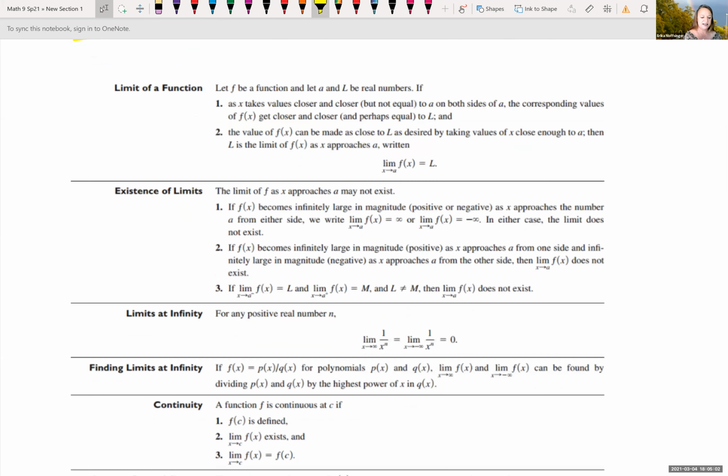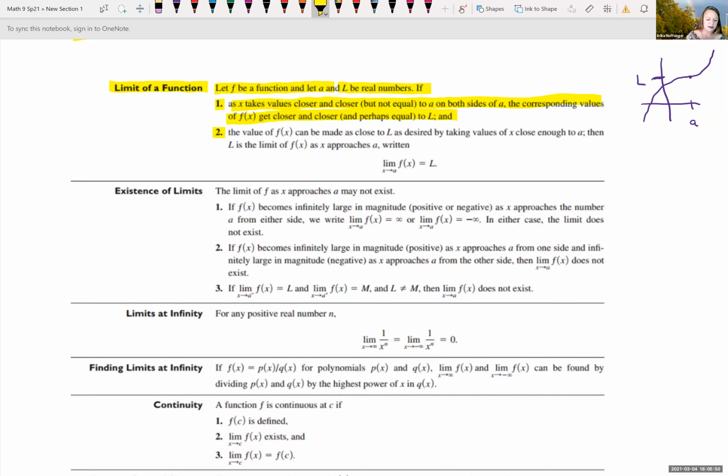So the first thing that we looked at in this class was the limit of a function. And in order to look at limits, let f be a function and a and L be real numbers. Number one, as x takes values closer and closer, but not equal, to a on both sides of a, the corresponding value of f of x gets closer and closer, perhaps even equal, to L. So this is where, if we're coming in on the left and the right of a, we have to be coming into the same value. And in this case, this would be L.